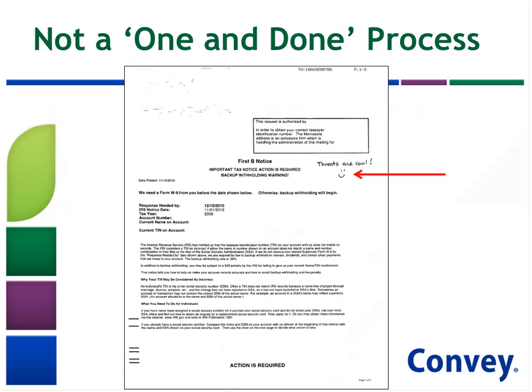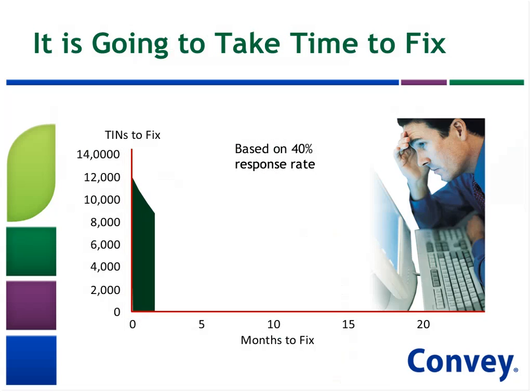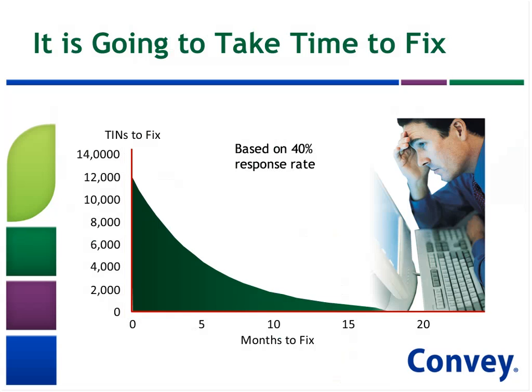An important note, not a one-and-done process. Sometimes people really don't care because they already have their money. They're not expecting to do business with you again. So, hey, it doesn't bother me that you got this letter. So a lot of times you have to reach out multiple times. So if we look at it, let's say you have 13,000 TINs to fix. Based on a 40% response rate, you're looking at about 18 months to get through all of it.